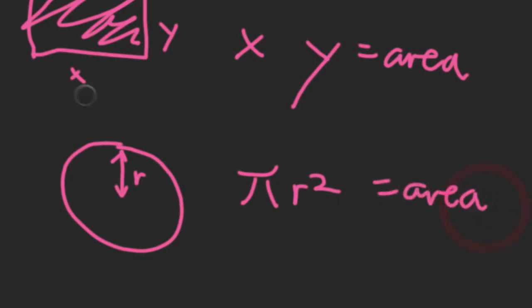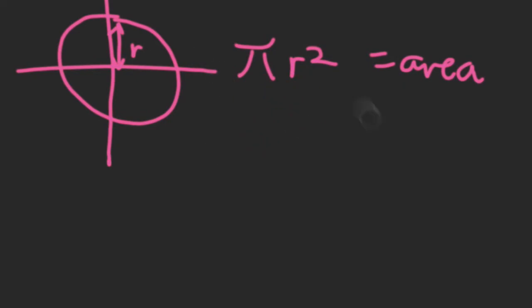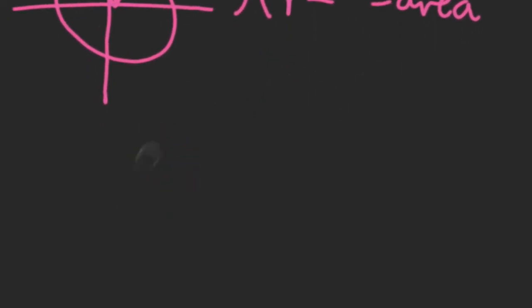Now, calculus is talking about curves, but this circle's still a curve. You put it on an xy graph, that's still a curve. So that is an equation that describes the area.